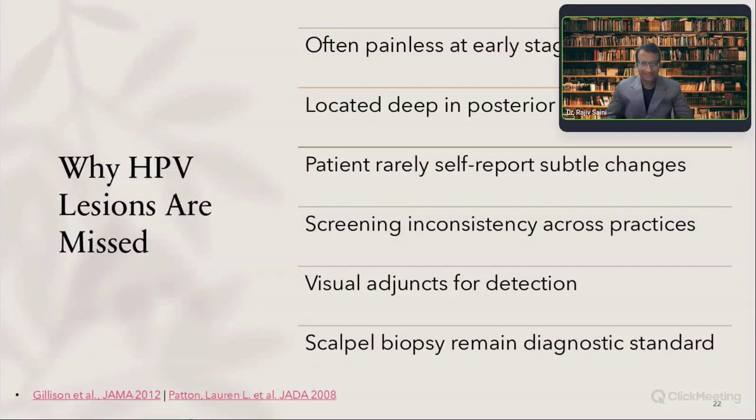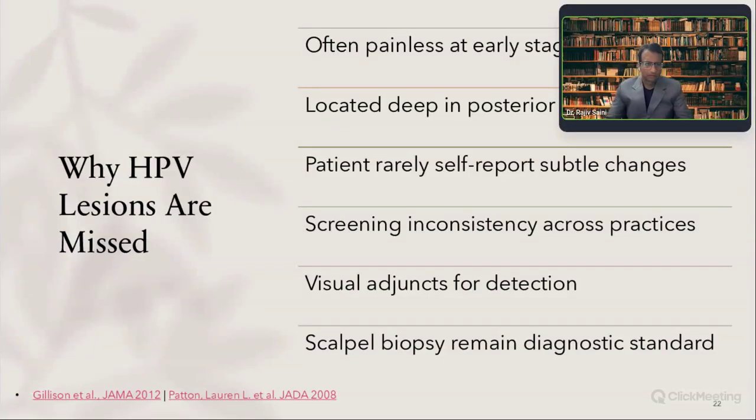And also, there is screening inconsistency across various dental practices. It depends upon certain types of specialty dental practices like orthodontics and endodontics. They just focus on the key focus area rather than looking at the oral cavity and oropharynx as a whole. And that's why we have varied reporting about HPV infections through dental professionals.